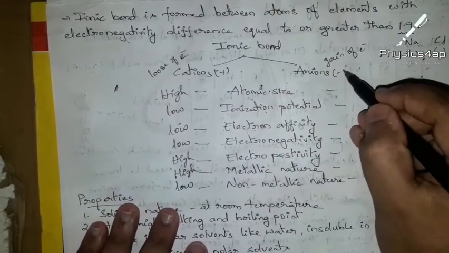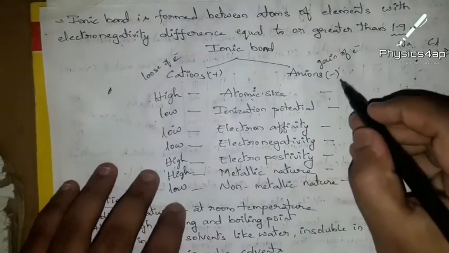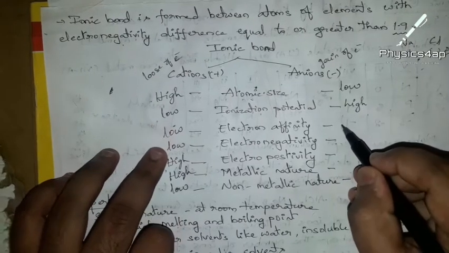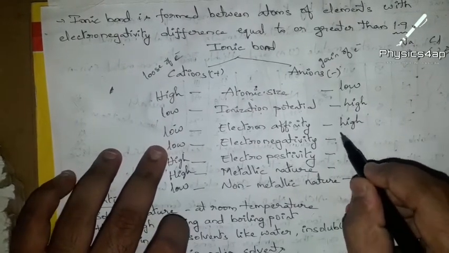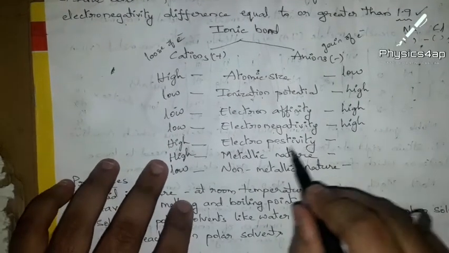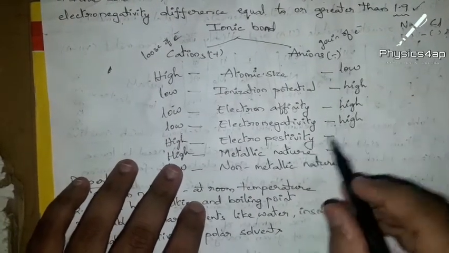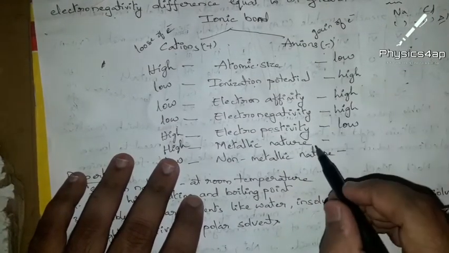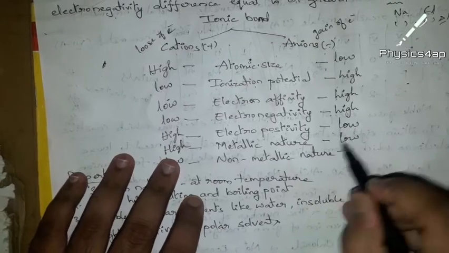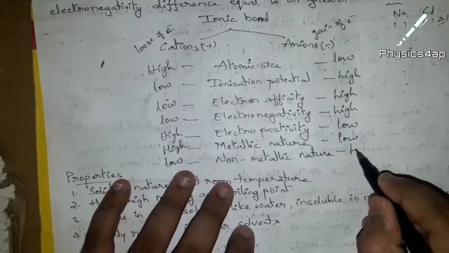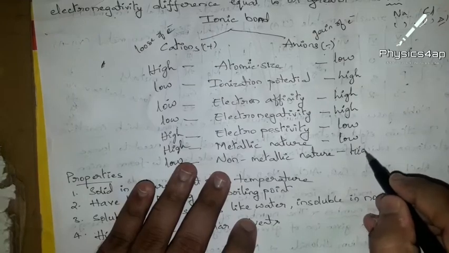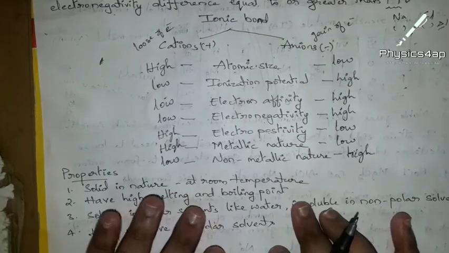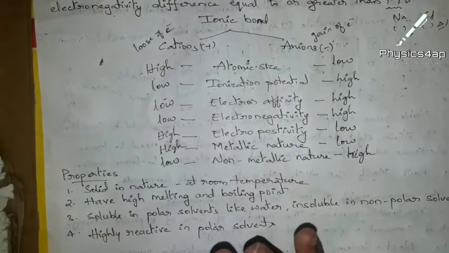So gain of electrons is called minus. So atomic size should be low, and ionization potential should be high, electron affinity should be high, electronegativity should be high, and electropositive, as it is of negative nature, so the positive nature should be low. Metallic nature: as it is a non-metal, the metallic nature should be low, and the non-metallic nature should be high over here. So this is about the properties which the cations and anions should follow.